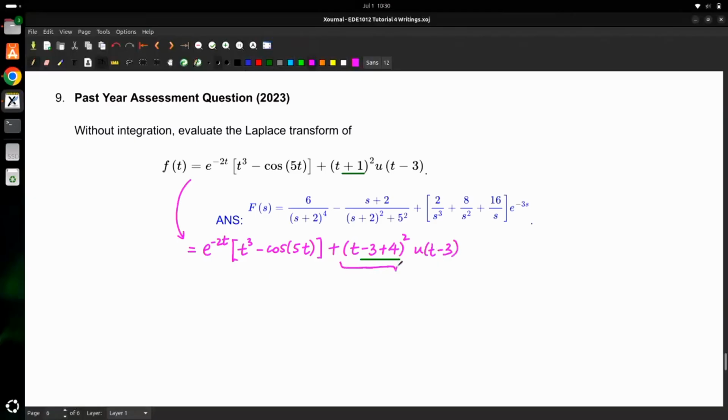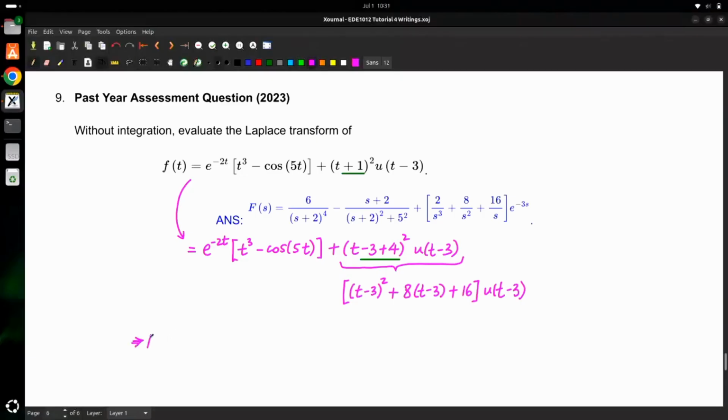Then this part, you're going to rewrite because you need to expand the square. So it becomes t minus 3 squared plus 2 times 4 times t minus 3, which is 8 times t minus 3, plus 16. So the unit step remains. Any objections? This part, any questions? No questions, then ready for transform.